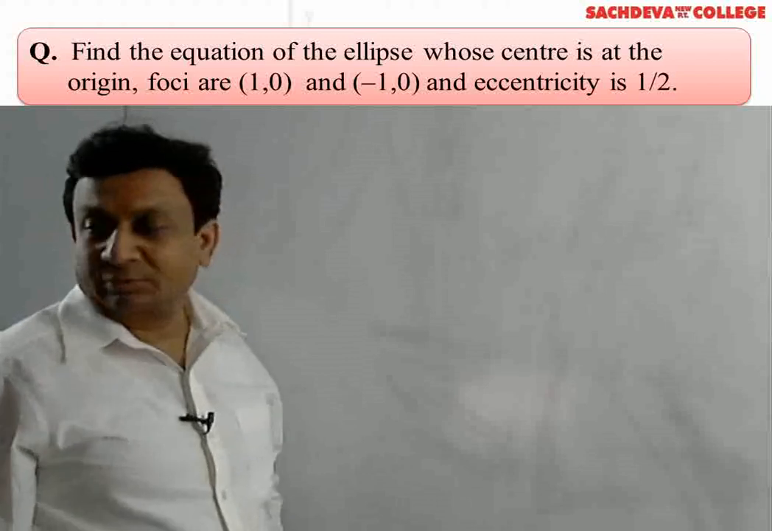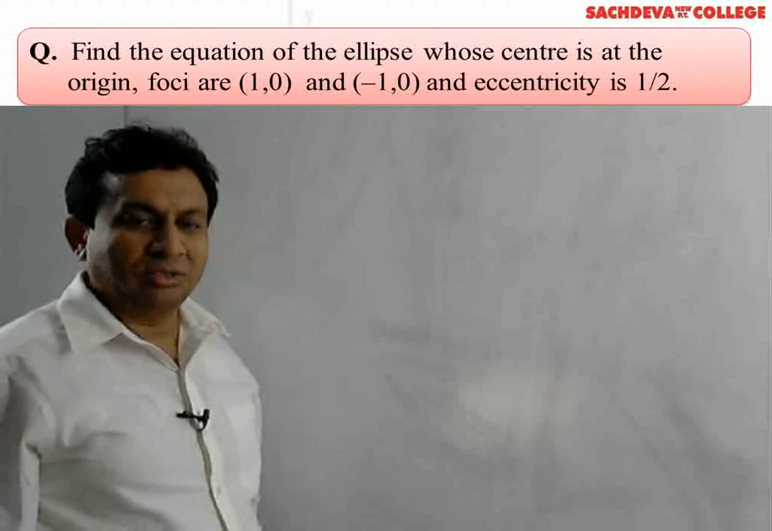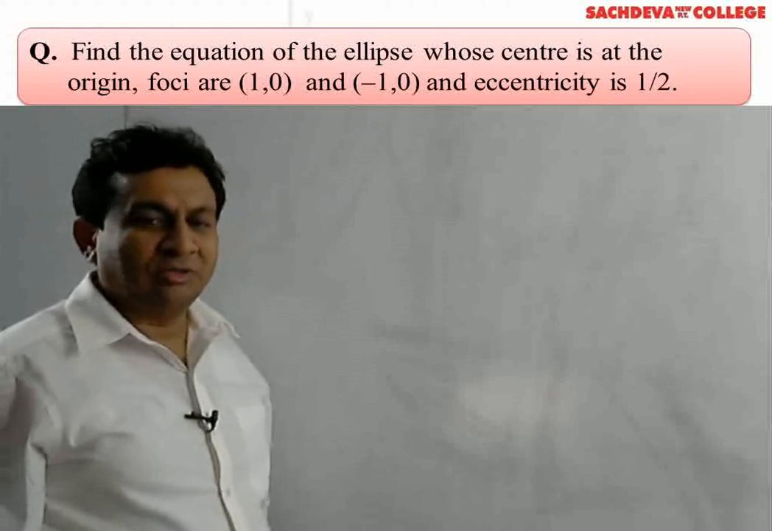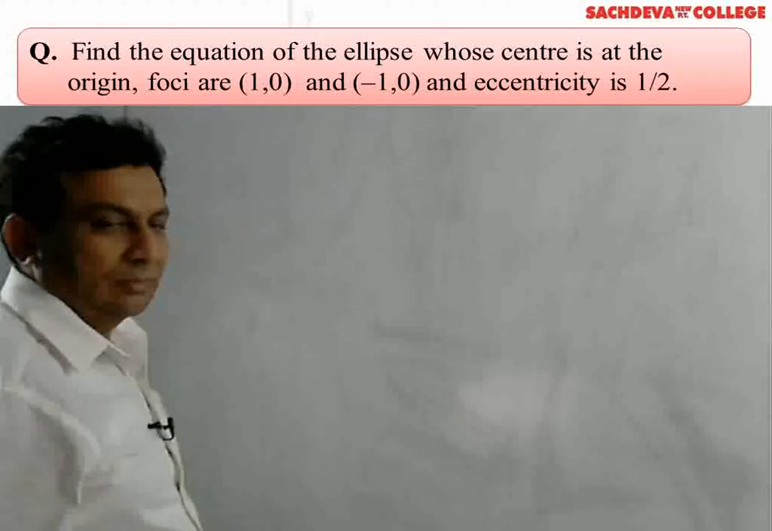Now we solve the next problem. Find the equation of the ellipse whose center is at the origin, focus are (1, 0) and (minus 1, 0), and eccentricity is 1 by 2.